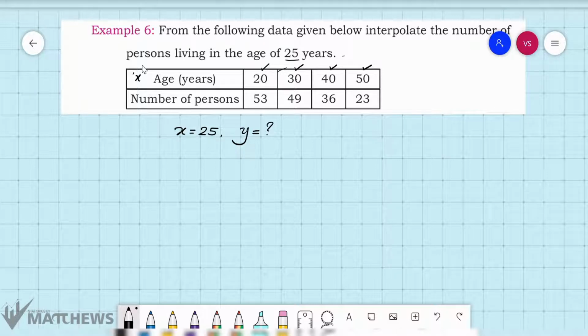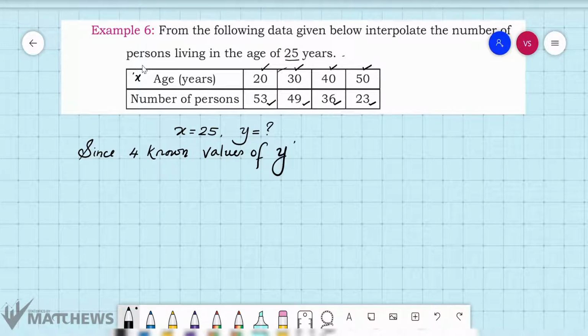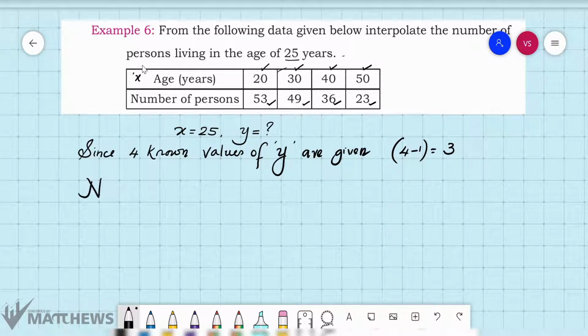So now let's find out how many known values there are. 1, 2, 3, 4. Since 4 values of y are known to us, or given, 4 minus 1 is 3. So that means we have to use Newton's formula up to 3 leading differences, students. Till there you have to use this Newton's formula.